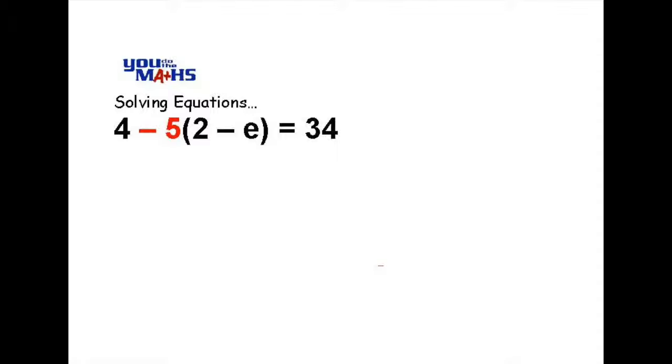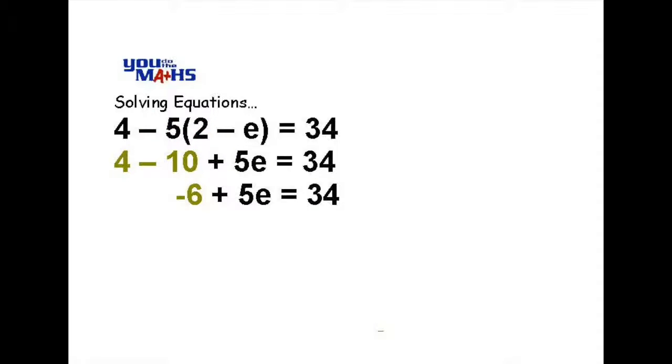And the minus in front of the 5 and the minus in front of the e mean that we'll get positive 5e. In this next line, we look to simplify like terms. Now we've got two numbers there. 4 minus 10 gives us negative 6. Also we have the plus 5e equals 34.